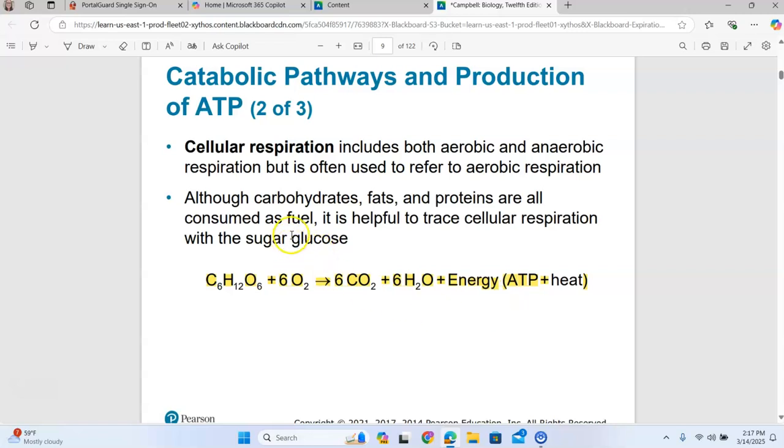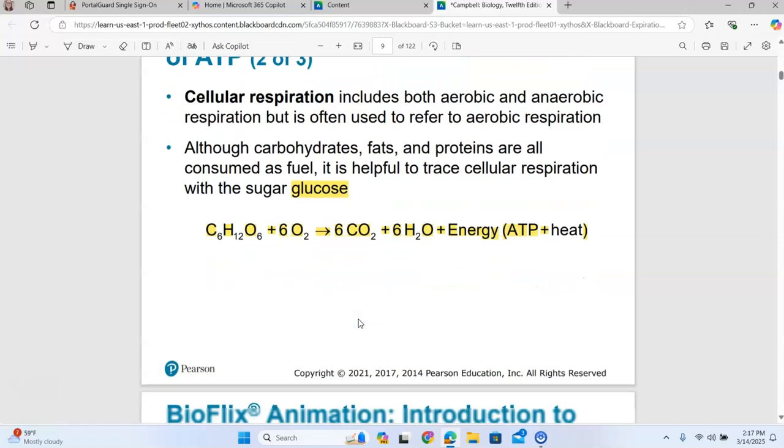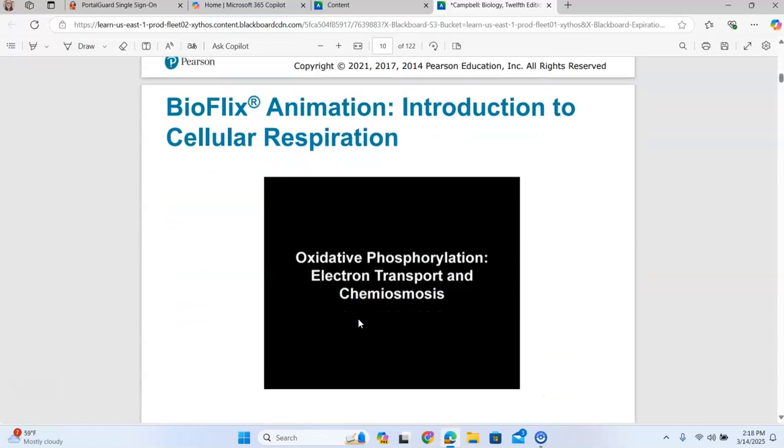Now, make sure also that you know that primarily the organic molecule that is used in cellular respiration is glucose, although our mitochondria can take other types of carbohydrates, fats, and proteins, and convert them to products of cellular respiration. But primarily it's going to be glucose, and we're going to keep it simple and just use glucose as our reactant.